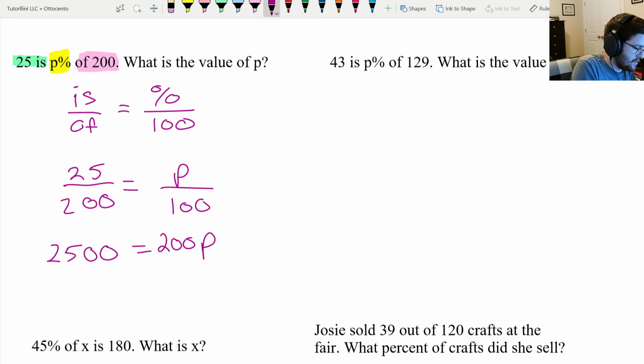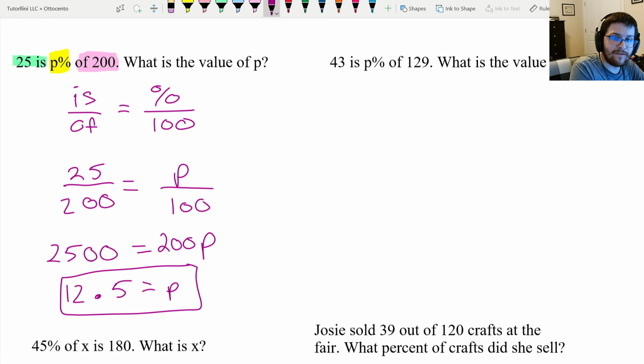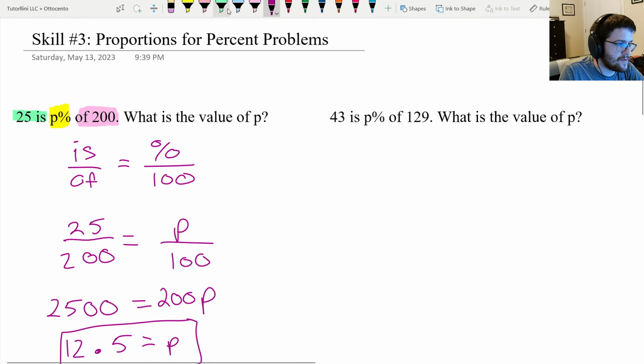Now we divide both sides by 200, and we get 12.5 equals P. And if you want, you can go back and plug that back in and see if it makes sense. So 12.5% of 200 is 0.125 times 200, and I get 25. So it seems like we did a good job. Great. Let's look at this one.